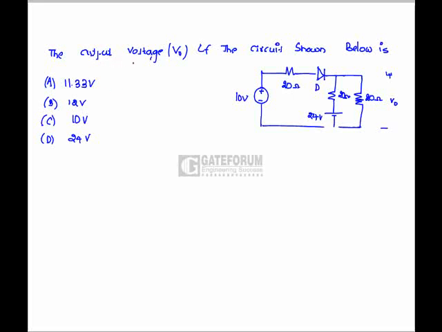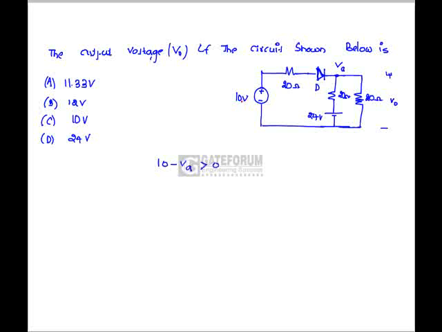The question is, the output voltage V0 of the circuit shown below is. See, first of all, in order to decide V0, we need to decide the state of the diode, whether it is conducting or non-conducting. Here, the conduction of the diode is decided by the node potential VA. If we assume the diode is ideal, 10 minus VA should be greater than 0, then only the diode is going to conduct. So first we have to find out VA without the diode. So remove the diode, then it is open circuited here.